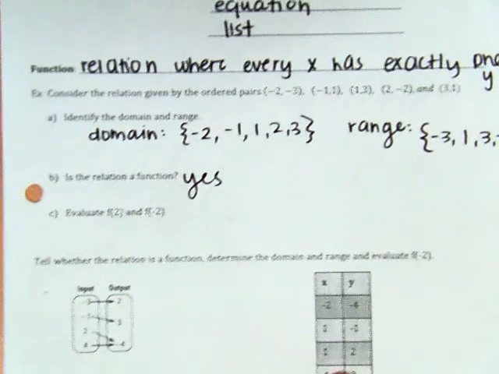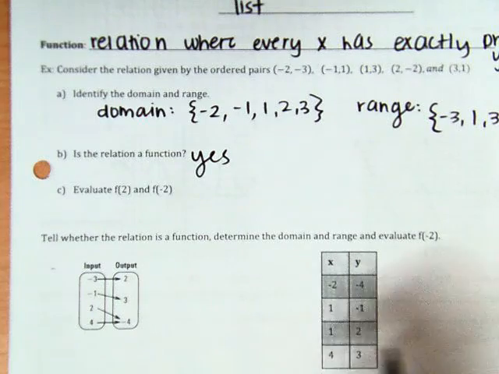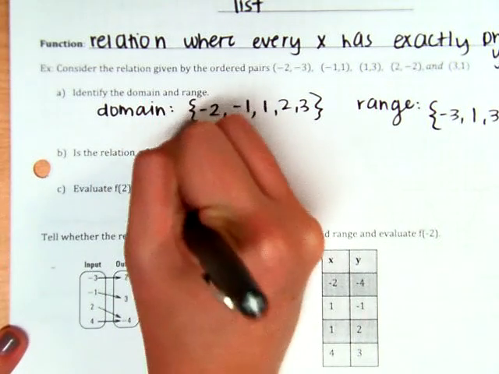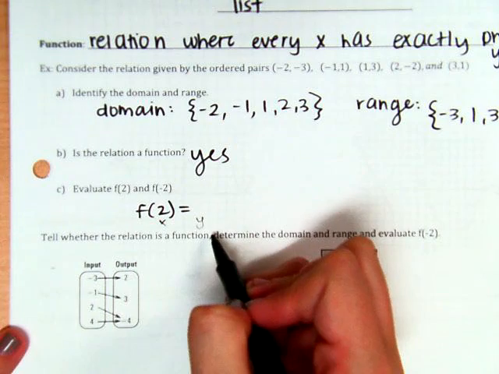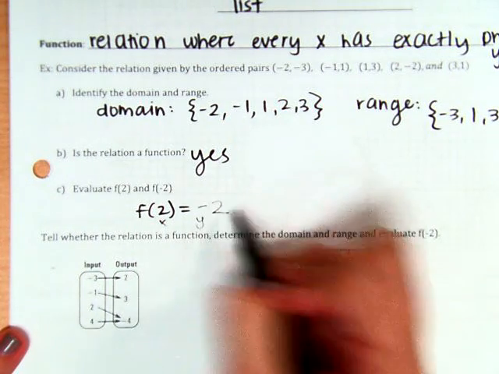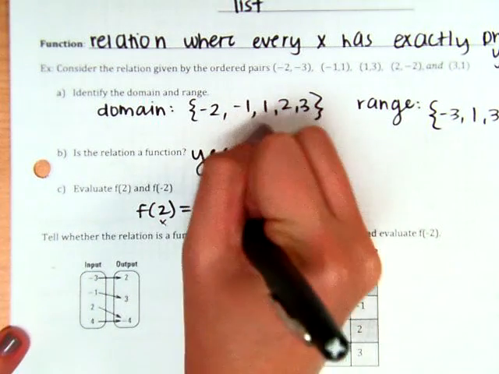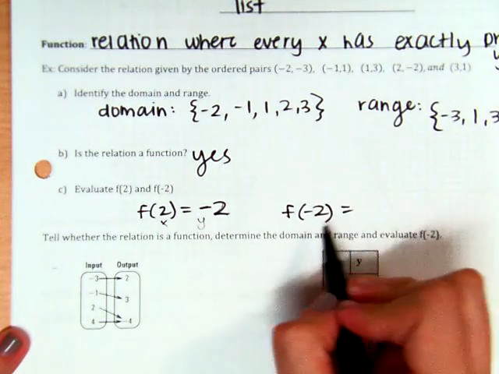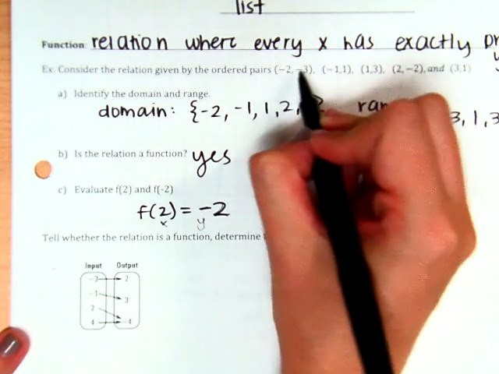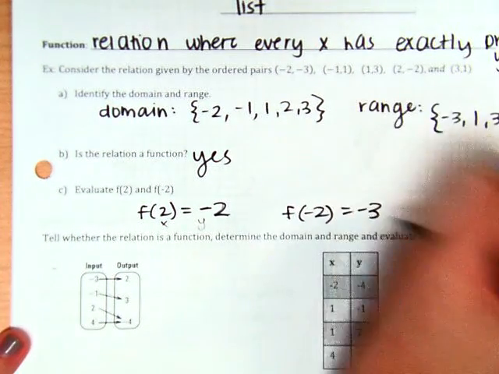And then find the values of f of 2 and f of -2. F of 2, that's when we're plugging in 2 as my x. What do I get out as my y? I get -2. And my f of -2, when I plug in -2 for an x, what do I get out? -3.